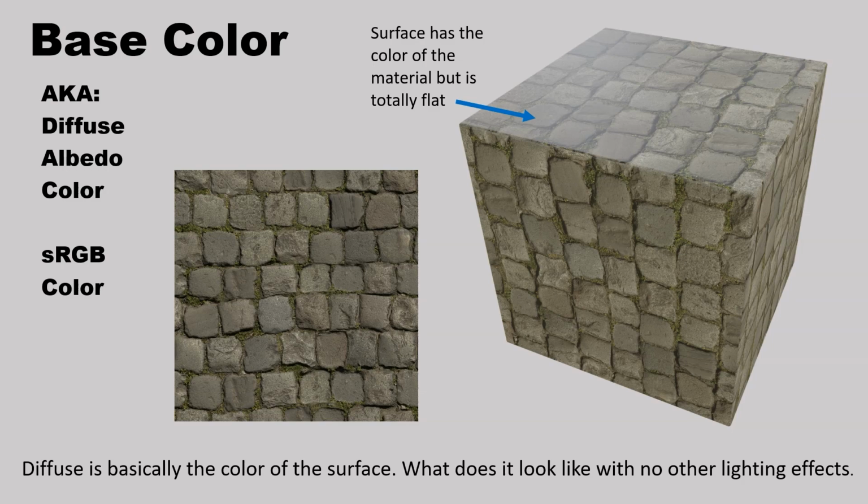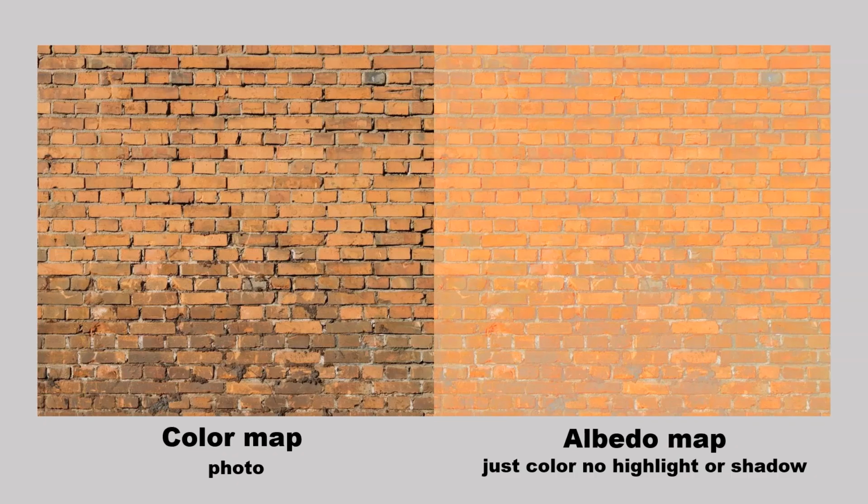It's also known as diffused albedo or just plain old color. It's the simplest one to understand because it's basically just a picture of the image. You can think of it as a photo of the material. And this cube looks like it's wrapped in a photograph of cobblestones because we can see the surface color, but we can also see that it's totally flat and not reflecting any actual contours.